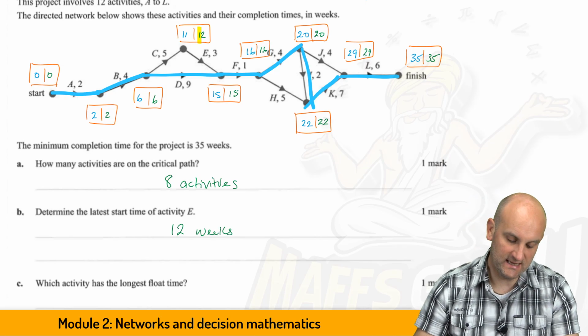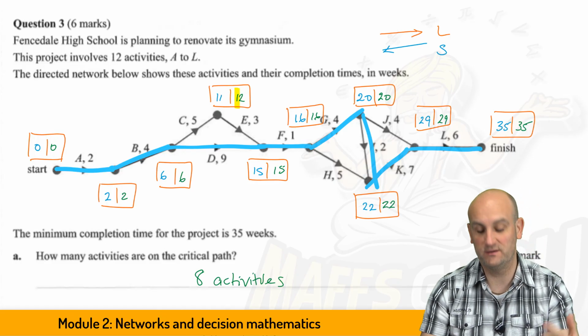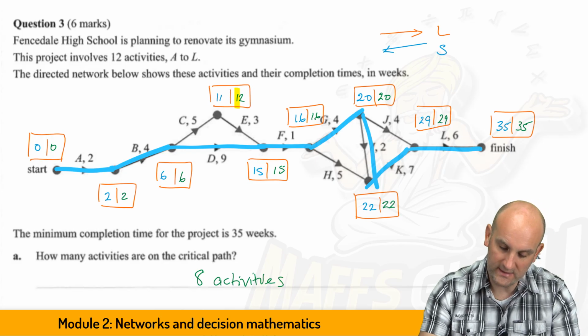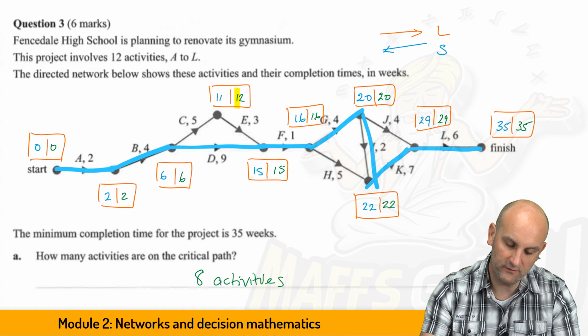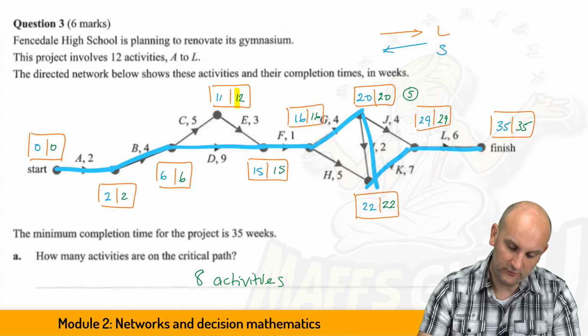Which activity has the longest float time? Well, in this situation, zooming back in again, I don't have to worry about anything on the critical path because I know the float time there is going to be 0. But what we can do is look at all the ones that aren't. So let's look at L. 29 minus 4 is 25, minus 20 gives me 5. What about H? 22 minus 5 gives me 17, minus 16 gives me 1.